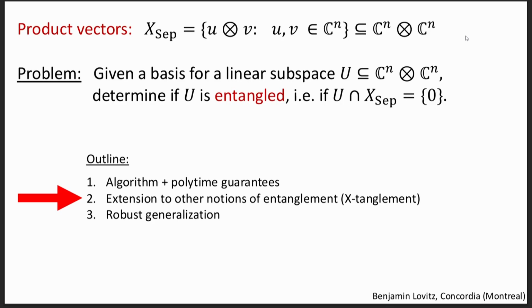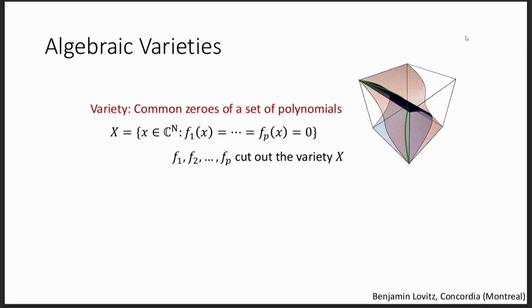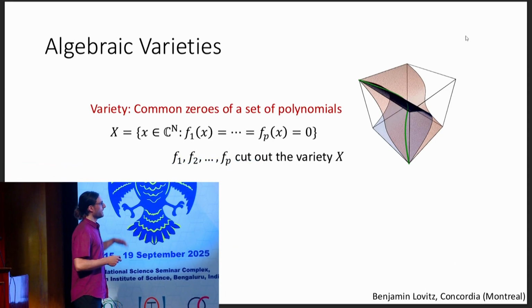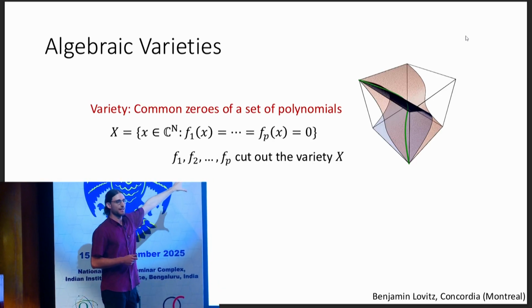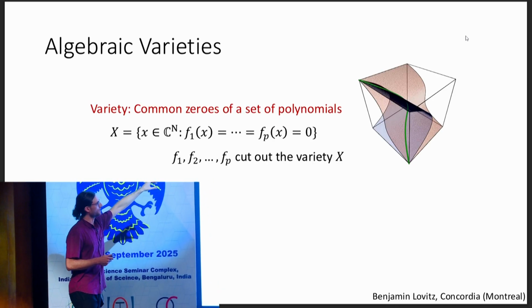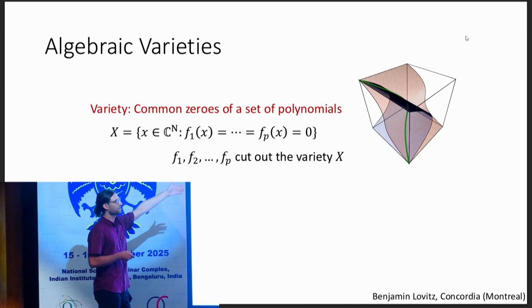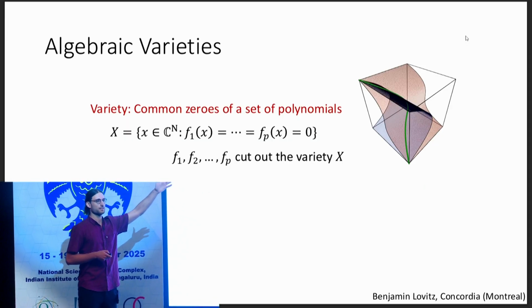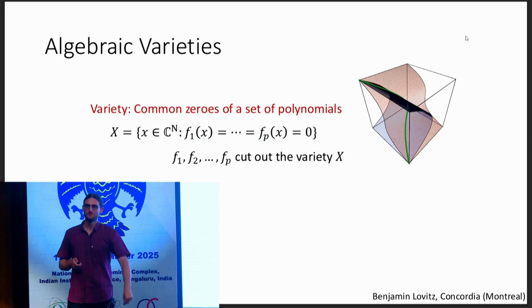Okay, so the whole thing generalizes to what are called algebraic varieties, where you replace the set of product vectors with a different set. That different set is going to be a set of states of some low entanglement, like states of low Schmidt rank or tensor network states of low bond dimension. In general, it'll be any algebraic variety. An algebraic variety is a subset of Hilbert space that is defined by a set of polynomial equations.